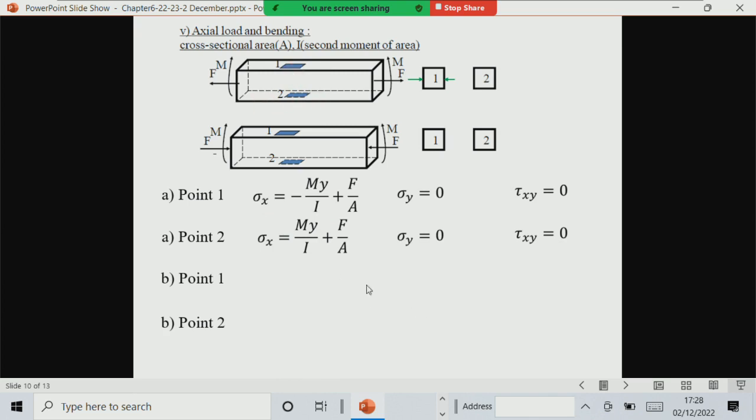So in this case, now could you do point 1 and point 2 for the second case, please? The bending moment is still positive, but the force applied is compression. Could you write it down, please, for the second one? So not you two, may I have somebody else answer? Which of these 2 points is highly stressed? Point one or point two of the second component?